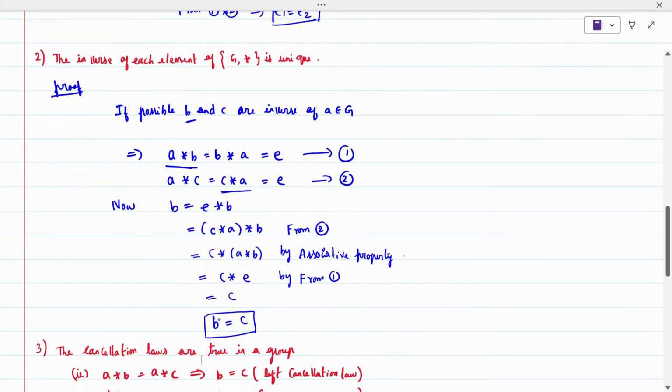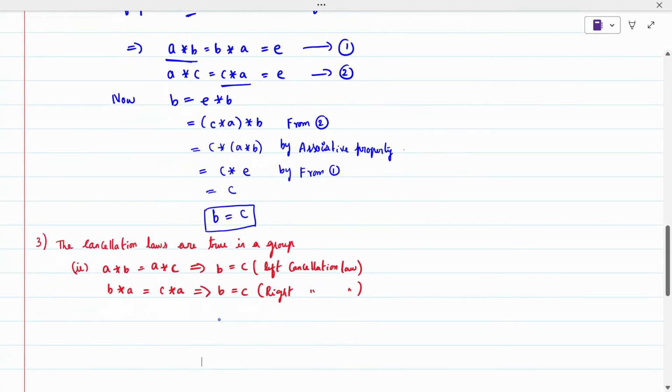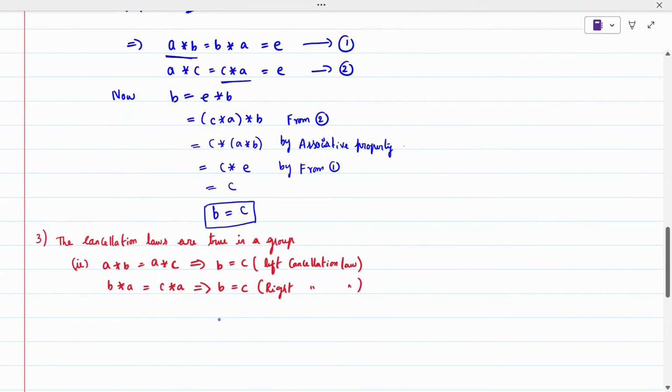So the third property is nothing but the cancellation law. The cancellation laws are true in the group. Both the cancellation laws are true. Cancellation means it's nothing but left cancellation is there, right cancellation is there. So left cancellation means you see here, left hand side will be the same element. Here right hand side will be the same element. I can cancel it and write it as B equal to C. So that is called left cancellation law. Right hand side, when you have the same element in that position, it's a right cancellation law.